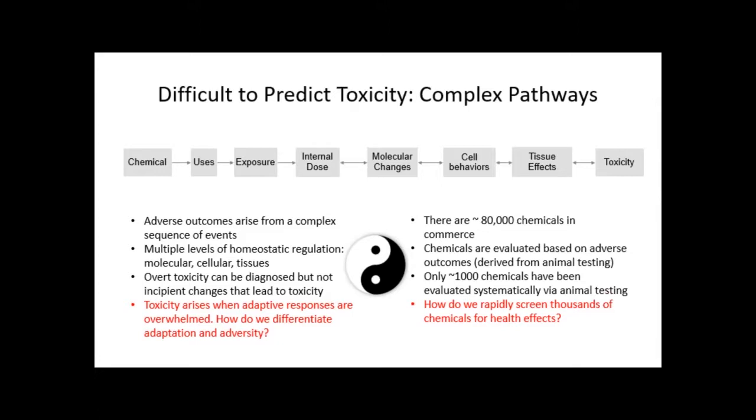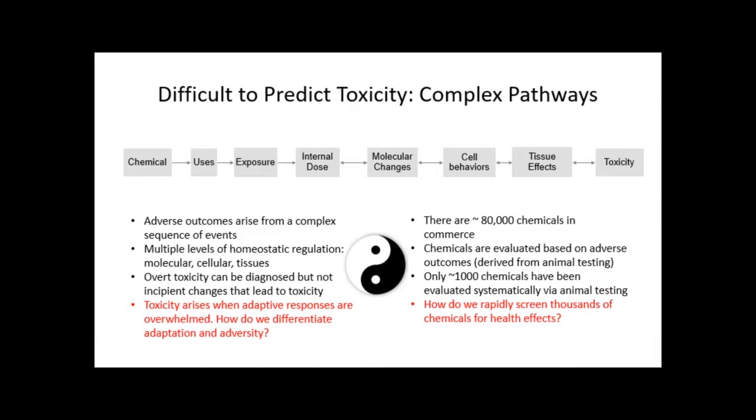These adverse outcomes arise out of a complex sequence of events. There's multiple levels of homeostatic regulation, and that gets almost always forgotten. We never really talk about the levels of homeostatic regulation and what really is going on. Overt toxicity can be diagnosed, but the incipient changes that happen way over here, at a molecular level, genotype, transcriptional changes, protein level activity changes, are very, very difficult to identify as to which ones are really predictive. And there's a reason for that, I think, and I'm going to talk about that a little bit.